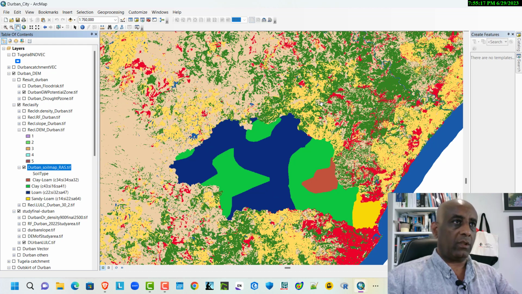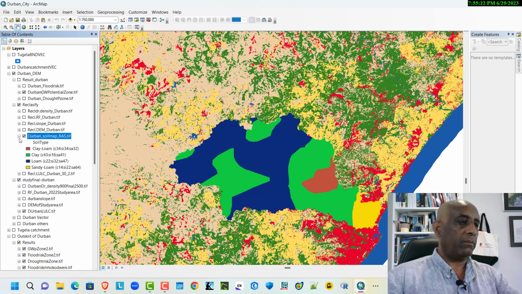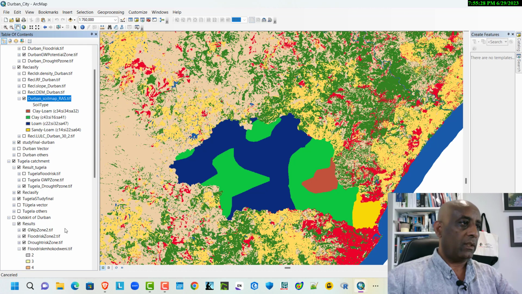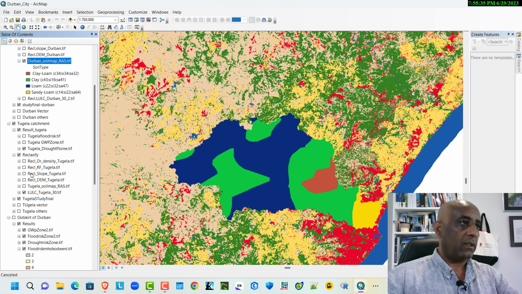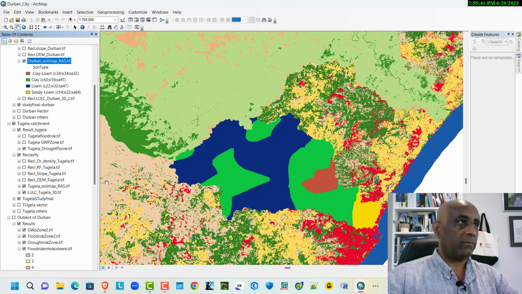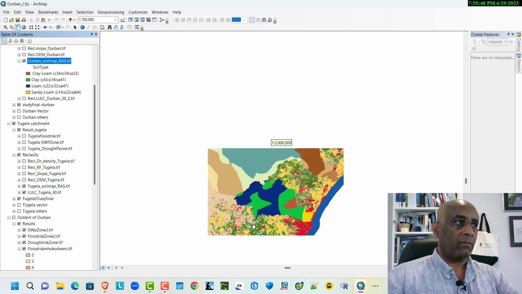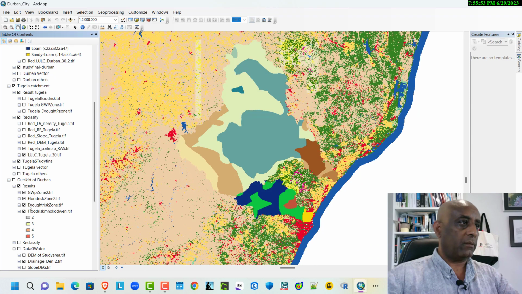Same thing in the Tugela catchment also. The Tugela soil type, the soil map you can see here. It's the Tugela soil map. This is the soil map of Tugela, covered by the drought zone. You see? That is it. The Tugela soil map is here.